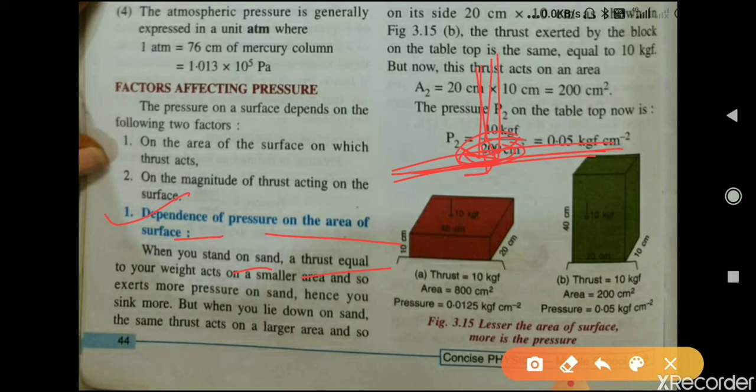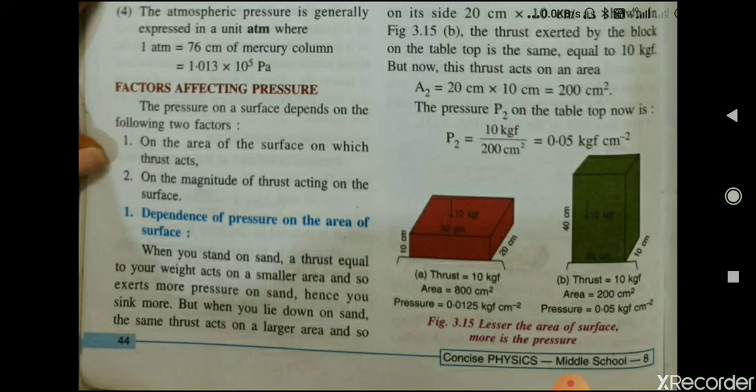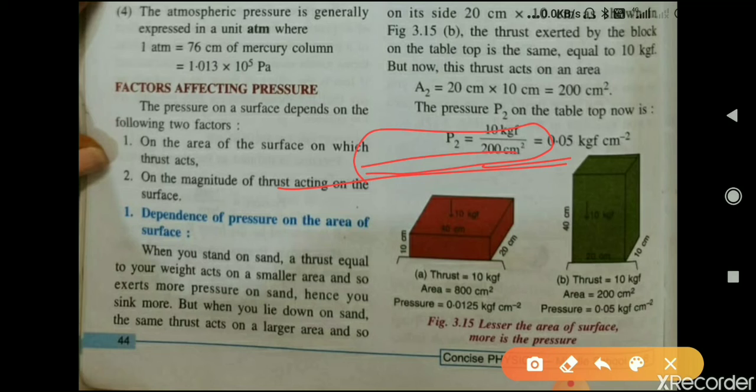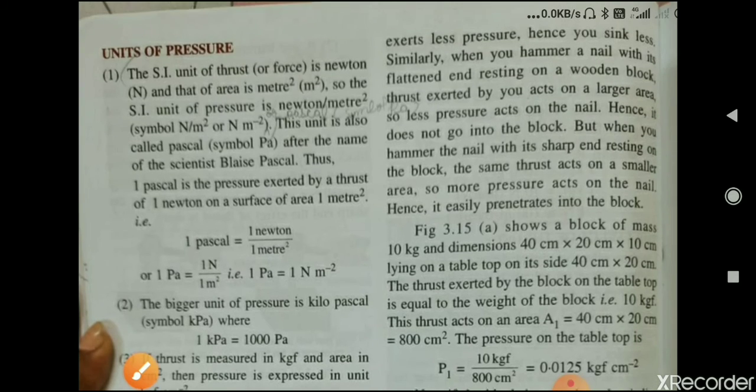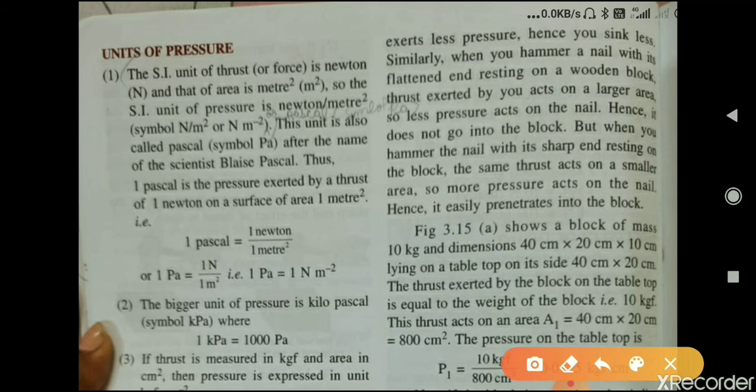But when you lie down on sand, now thrust equal to your weight acts on this sand, but here the area is larger in comparison to when you are standing on the sand. So when you lie down on sand, the same thrust acts on a larger area, so it exerts less pressure, hence you sink less.